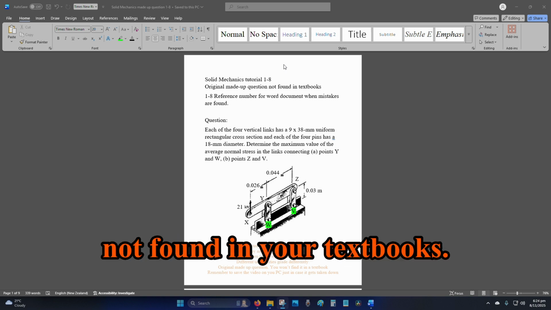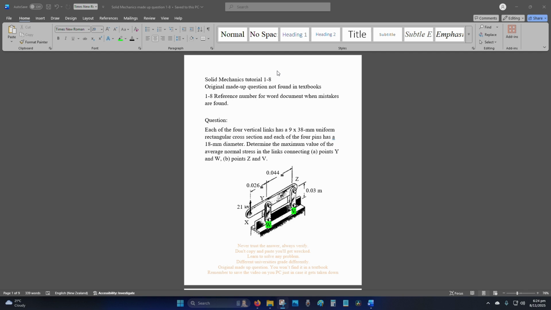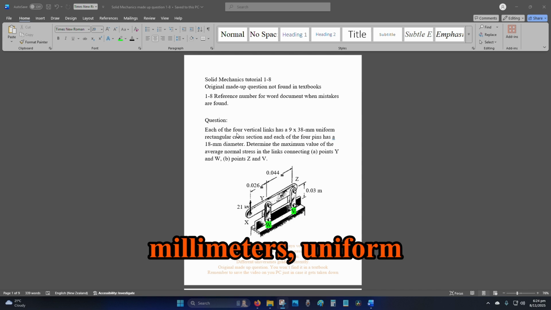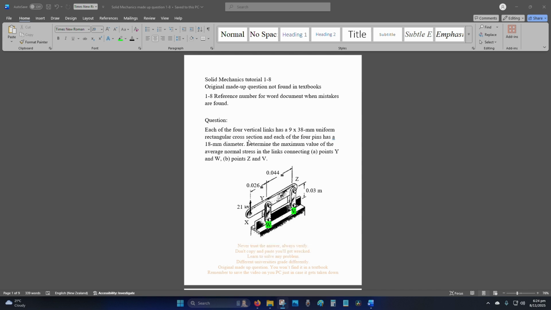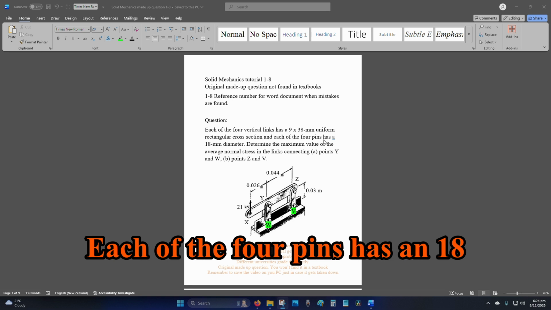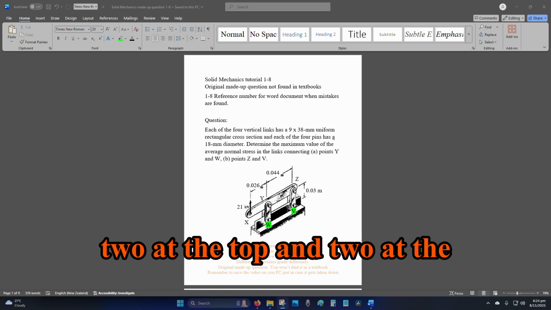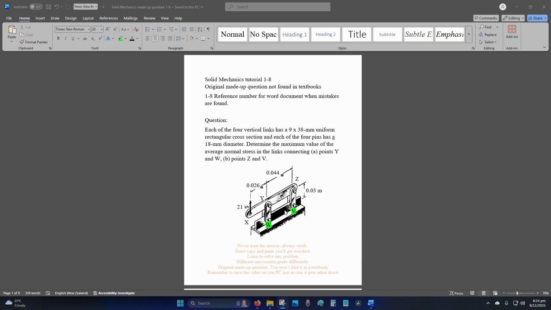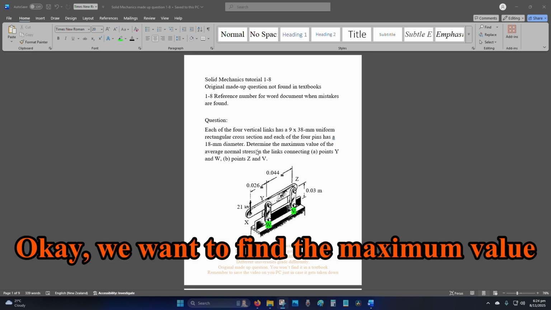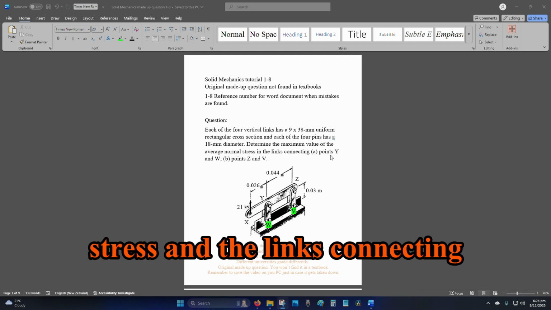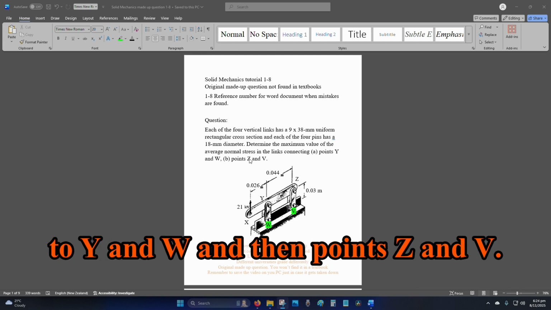This is a made-up question not found in your textbooks. We've got 4 vertical links, 9 by 38 millimeters, uniform rectangular cross-section. Each of the 4 pins has an 18 millimeter diameter, so 2 at the top and 2 at the bottom. We want to find the maximum value for the average normal stress in the links connecting Y and W, and then points Z and V.